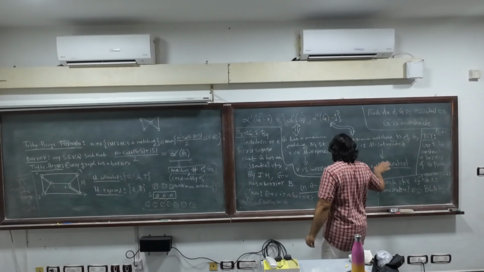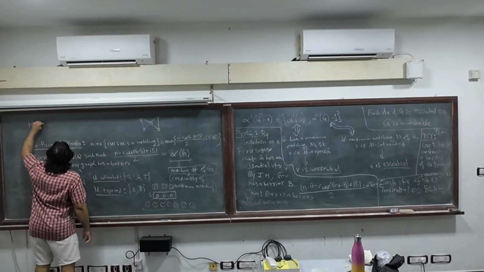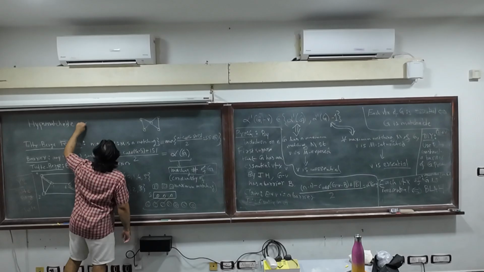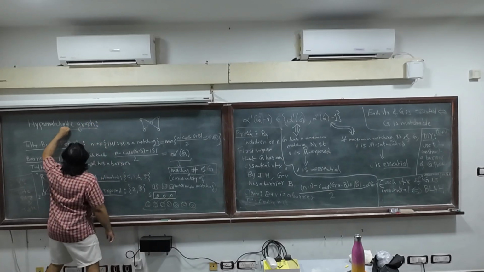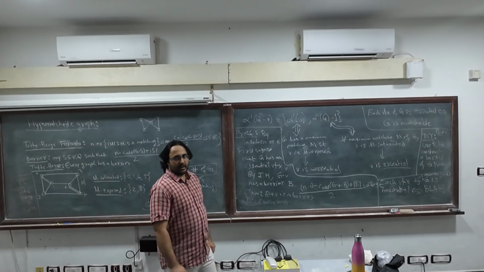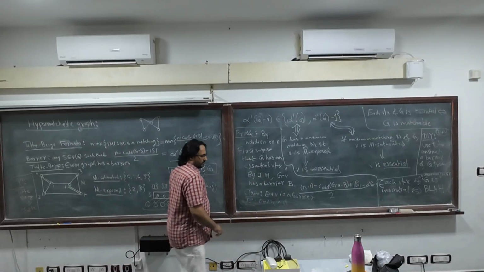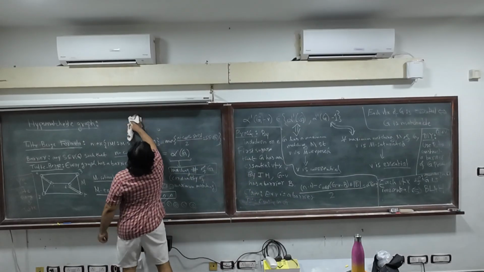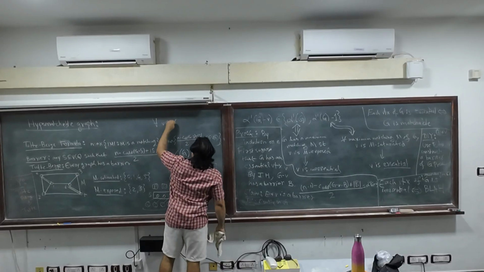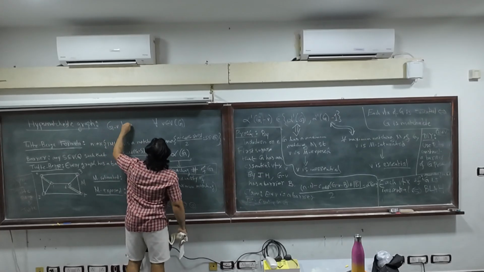Turns out that these are exactly those graphs. So what is a hypomatchable graph? It is a graph for which if I delete any vertex, the remaining graph has a perfect matching. So, for each vertex V, G minus V is matchable.